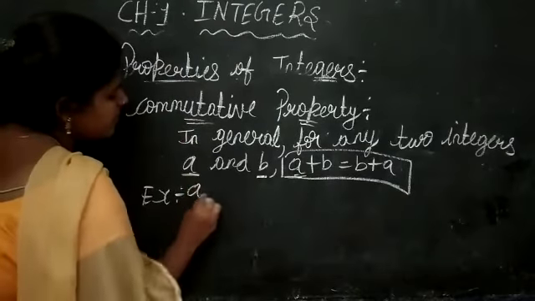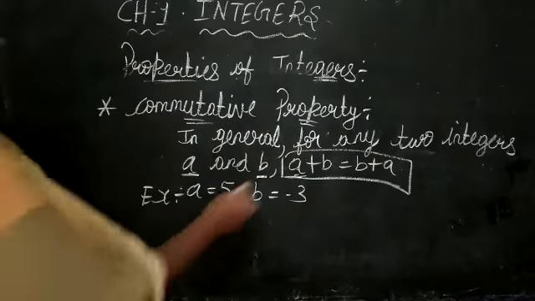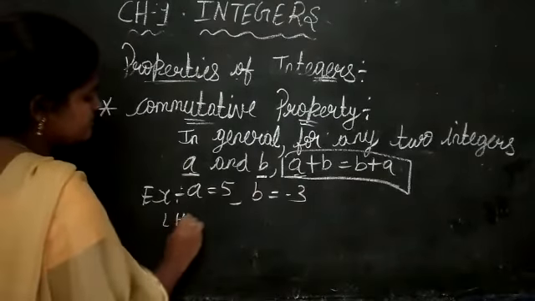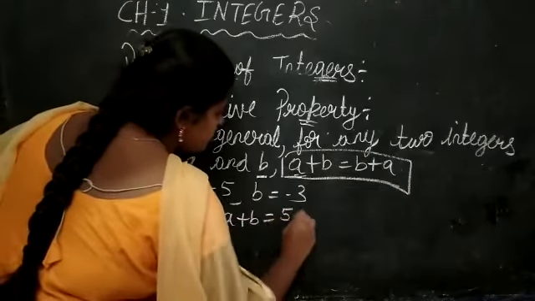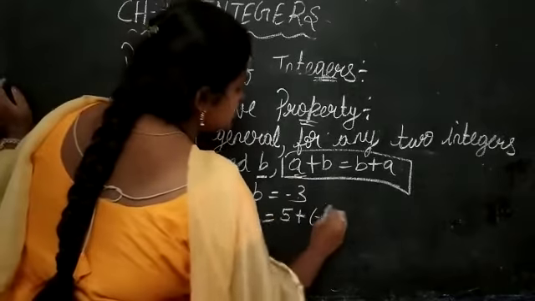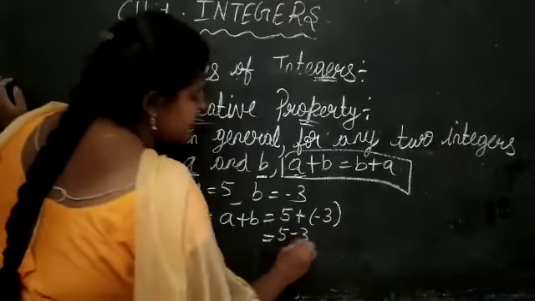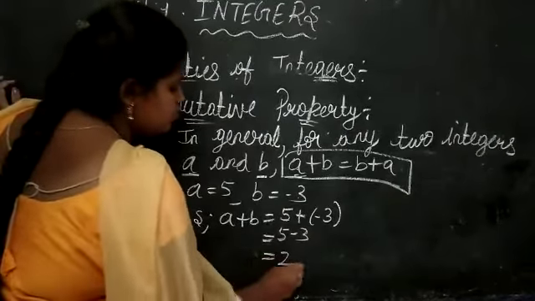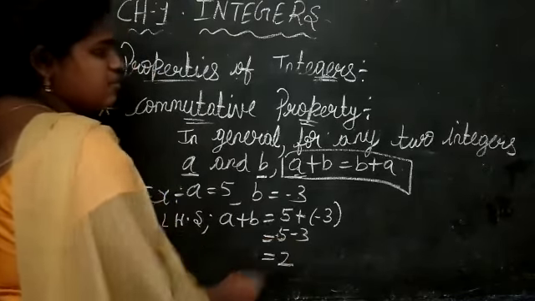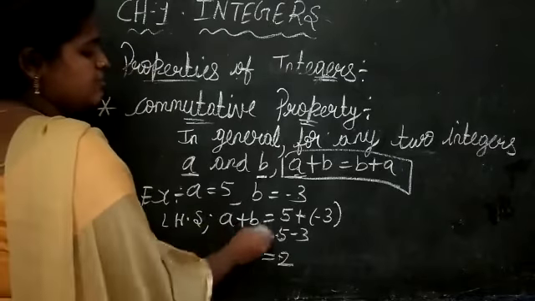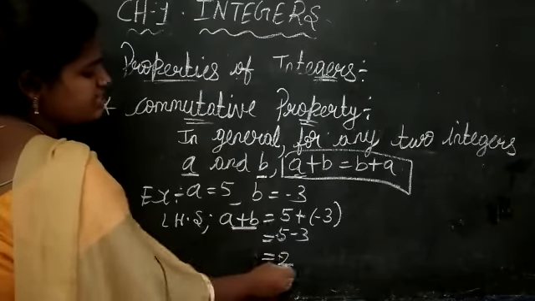Now for an example, a value is 5 and b value is minus 3. First take the LHS side. LHS is a plus b. Your a value is 5 plus b value minus 3. Here plus of minus is minus, so 5 minus 3. 5 minus 3 is 2. Here 5 is greater than 3, so the sign is positive. So a plus b is positive 2.